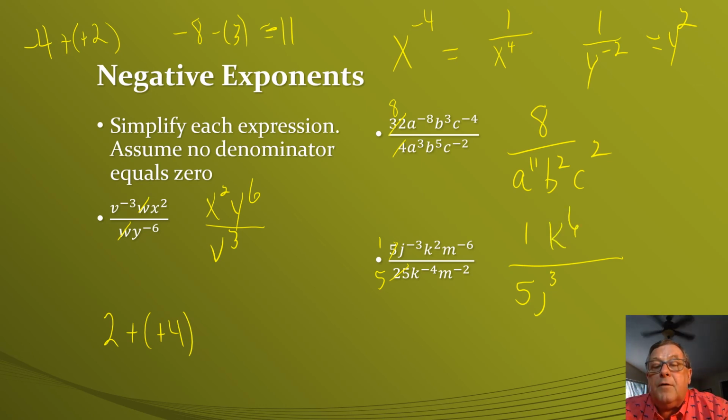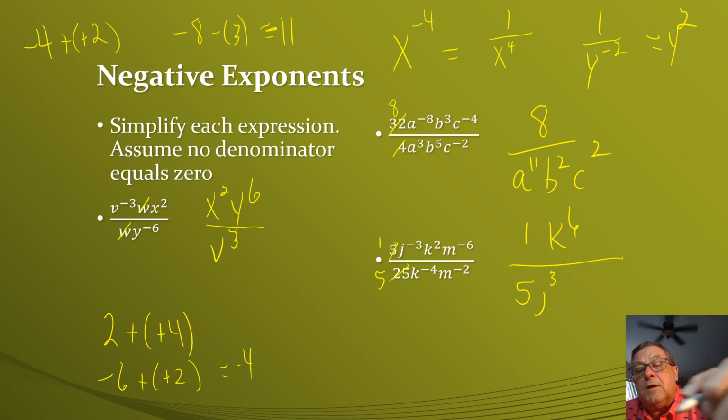Okay, that takes care of the k variable. And then we got m to the negative 6 over m to the negative 2. So again, that's negative 6 minus negative 2. That's going to become positive, so that's going to become negative 4, which is still going to leave the m variable in the denominator raised to the 4th power. And I can then get rid of this 1. So, simplifying that expression is k to the 6th over 5 j cubed m to the 4th.